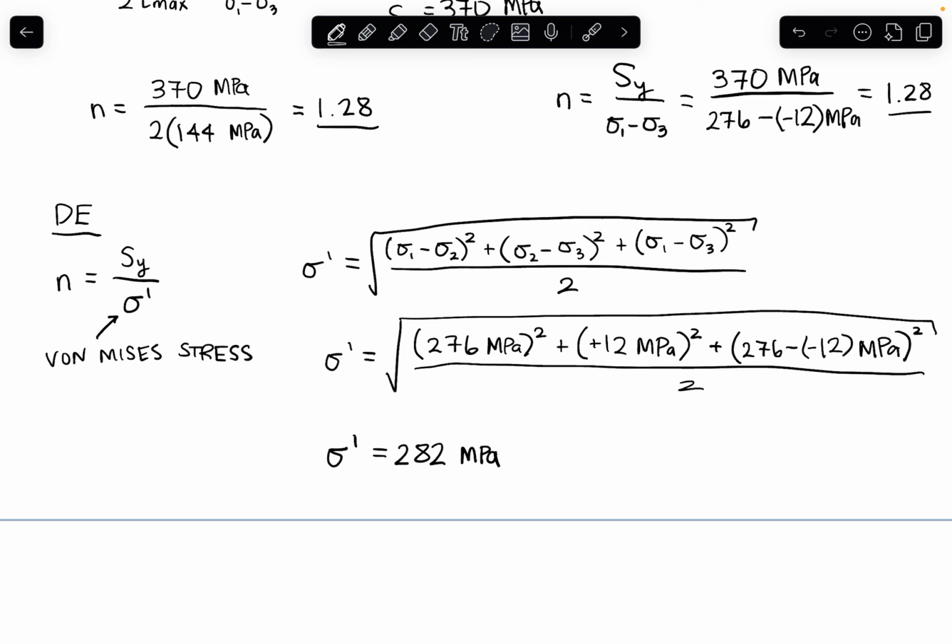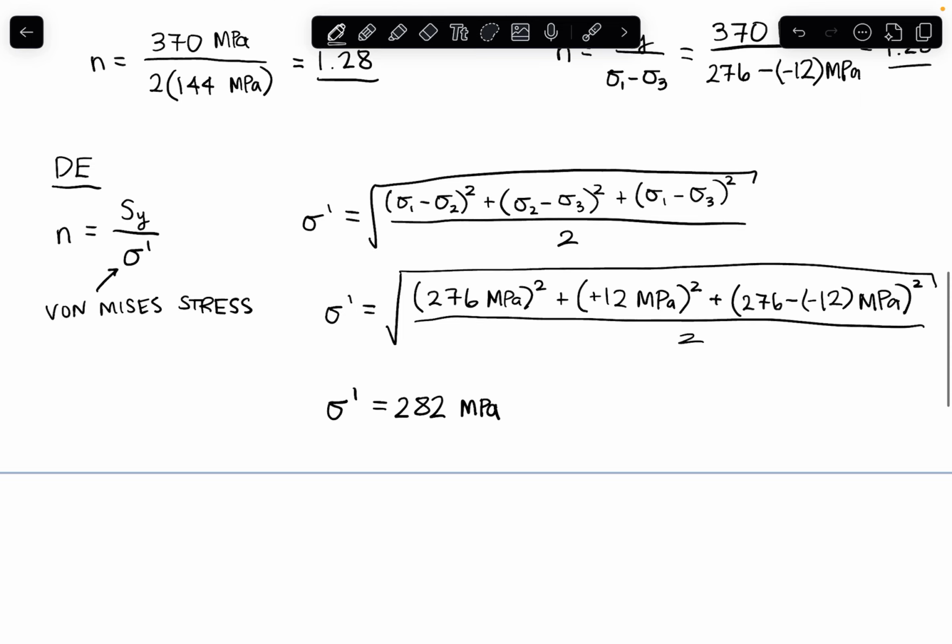And then to work out our safety factor, all we have to do is plug that into our equation using our yield strength of 370 megapascals. So 370 divided by 282 is our safety factor, and that is 1.32.